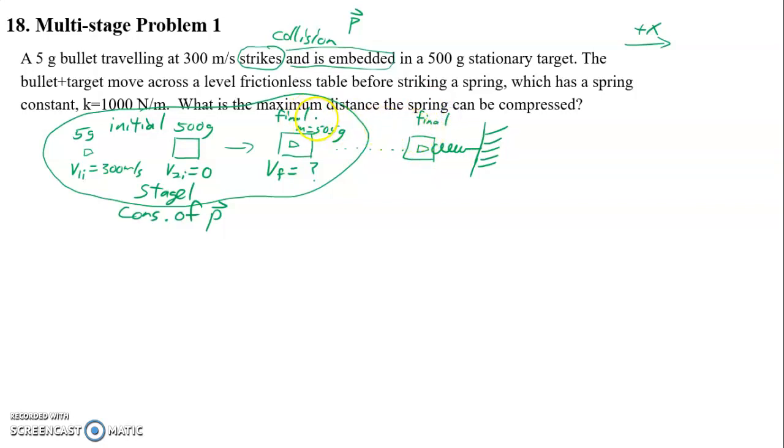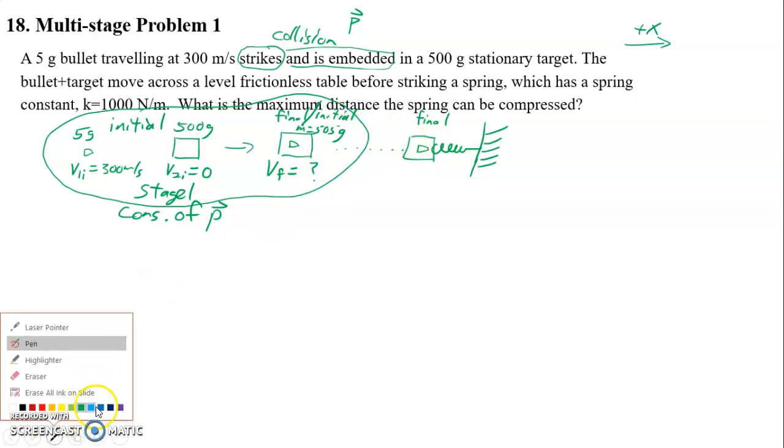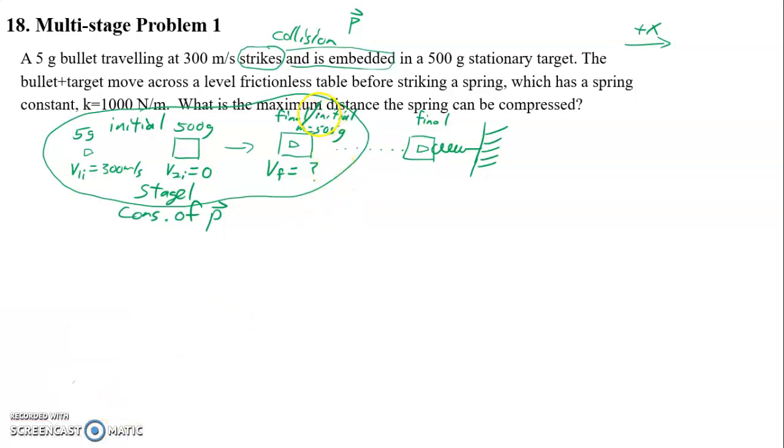Okay, now we have 2 finals. So this is the final for one part. I'm sorry, this is the final of the second part. This is the final of the first part, but it's also the initial for the second part. And so let's see if we can clear that up a little bit. Okay, so we can say that this is our initial for part 2, and this is our final for part 2, because then we can make this our stage 2, and there's no reason to apply conservation of momentum here.